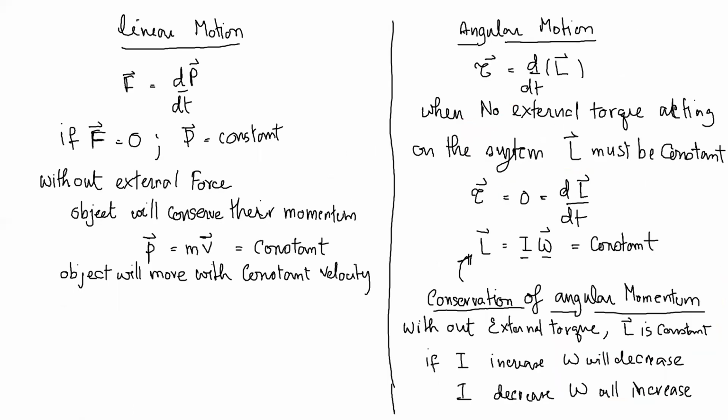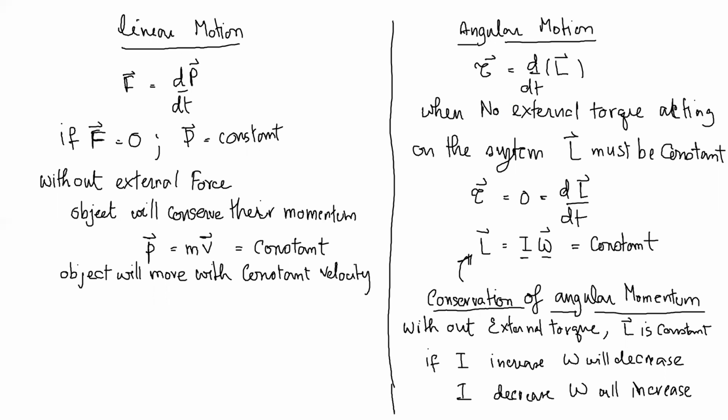So we compare this to linear momentum. Force is dp by dt. If force equals 0, the momentum is constant. Without external force, an object will conserve its momentum, so p = m times v is constant. Now the same thing goes with angular motion. By definition, torque is the rate of change of angular momentum. And without any external torque, the angular momentum of the object is constant.